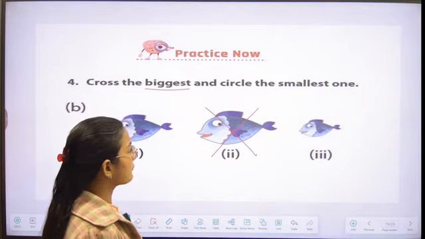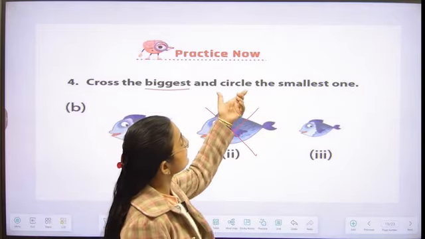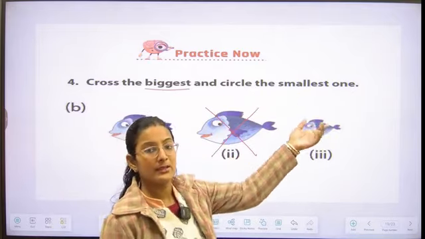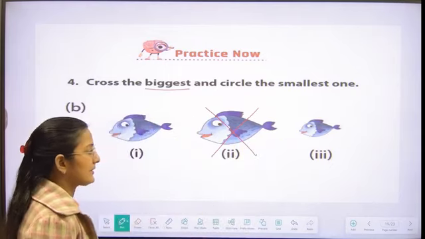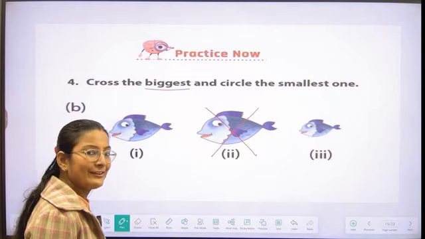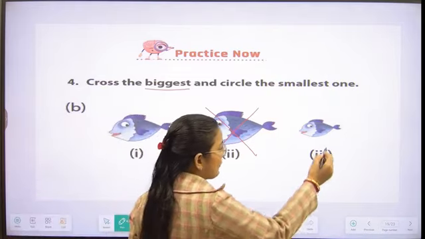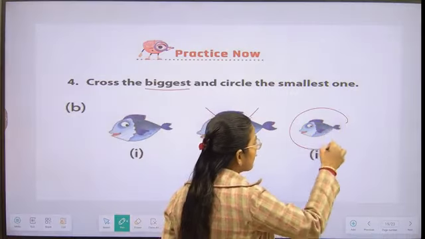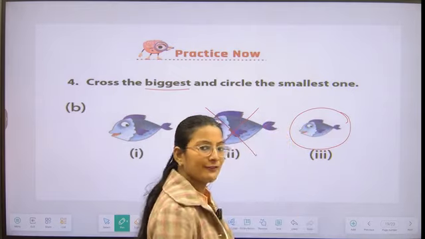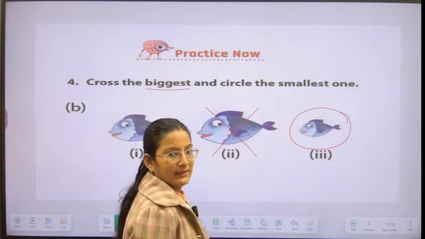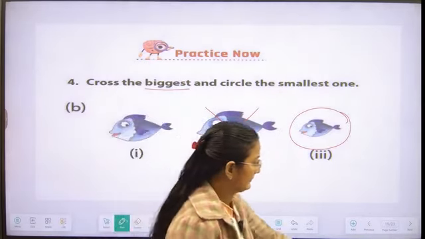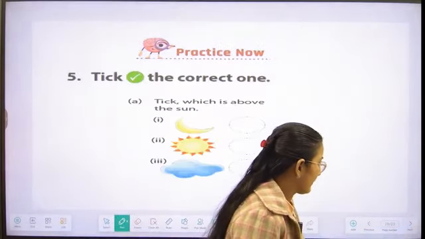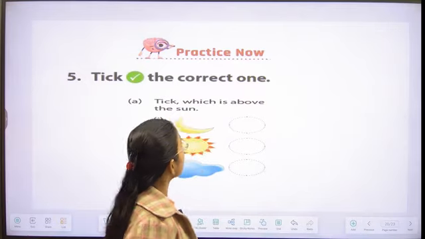Now what we have to do? We have to circle the smallest one. सबसे छोटी fish कौन सी है इसमें? Yes, tell me. Very good, the third one. So what we have to do? We have to circle the third fish. Everyone did this? Good. Move to our next exercise.